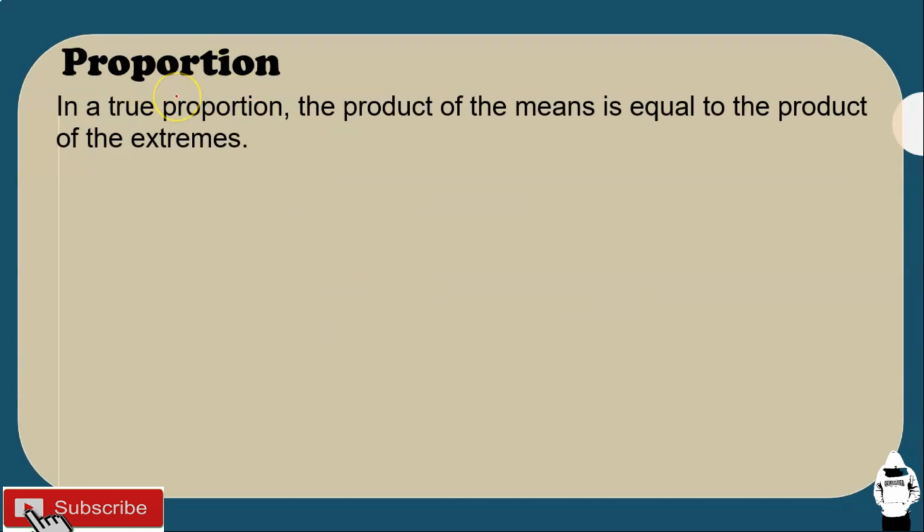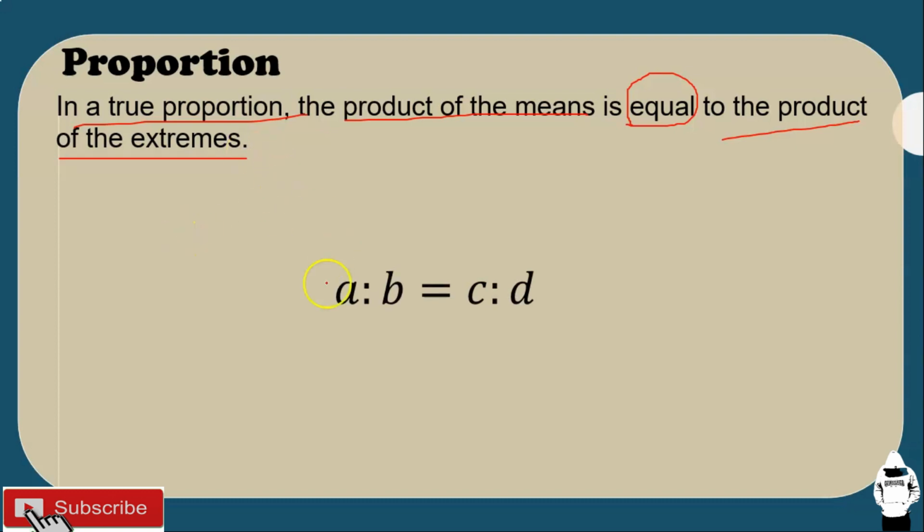So in a proportion, sabi dito, in a true proportion, the product of the means is equal to the product of the extremes. Kaya lang, paano natin ma-identify dyan kung saan yung means at saka extremes? So let's have this one. A is to B is equal to C is to D. So we have here, ito yung first term natin, second term, third term, and fourth term. Yung 1 and 4, or first and fourth term, ito yung tinatawag nating extremes. Parang dulo-dulo lang. Ano? And then, yung nasa gitna, yung second term at saka third term, this is what we call the means.